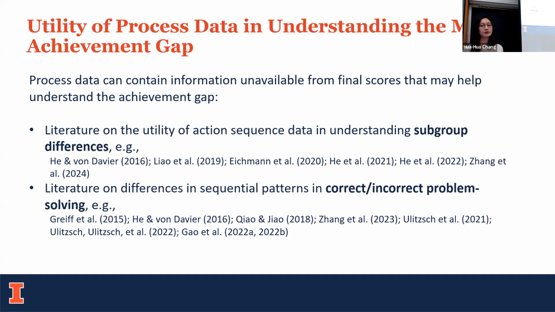And there is also literature on differences in sequential patterns observed for incorrect and correct problem solvers. It has commonly been observed that for correct problem solvers, the sequences are more homogeneous, but for those who got the questions wrong, there is a lot of heterogeneity and all sorts of possible ways that you can do something wrong.